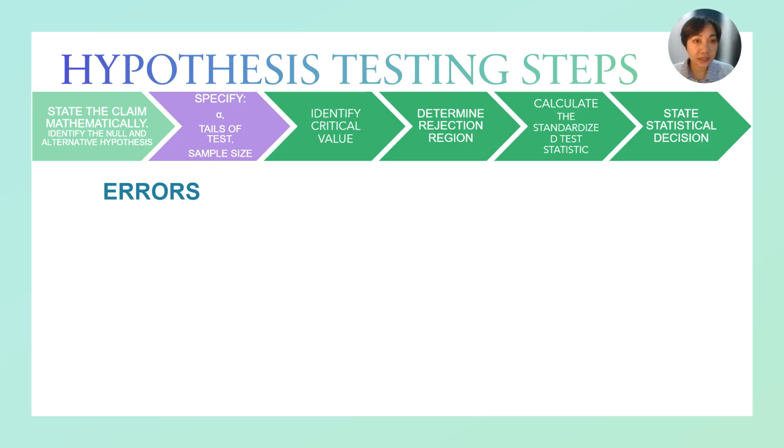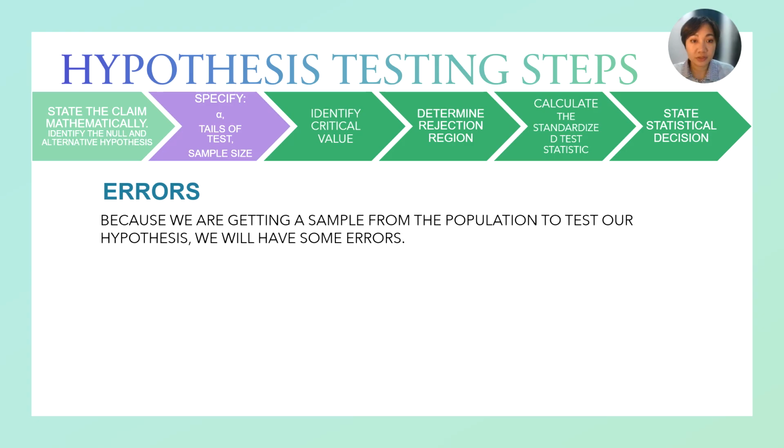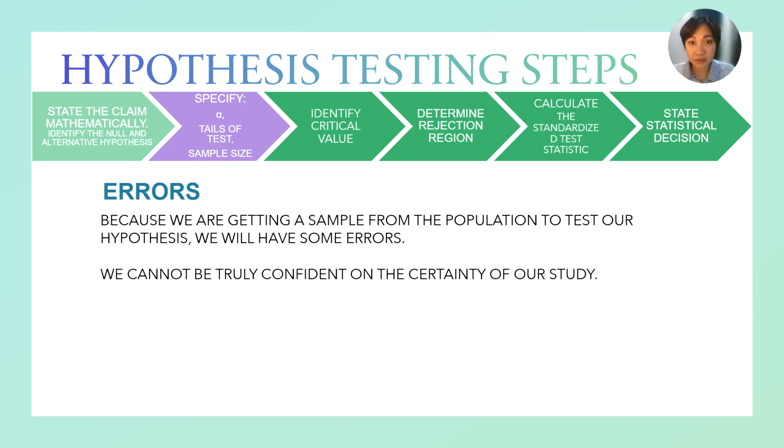All right, understanding the errors. Why do we need to consider errors in hypothesis testing? Because we are getting a sample from the population to test our hypothesis, and because of that, we will have some errors. We cannot be truly confident on the certainty of our study. We're always testing how true the null hypothesis is, and sometimes we could be wrong in concluding that because we are merely using a small pool of the sample.